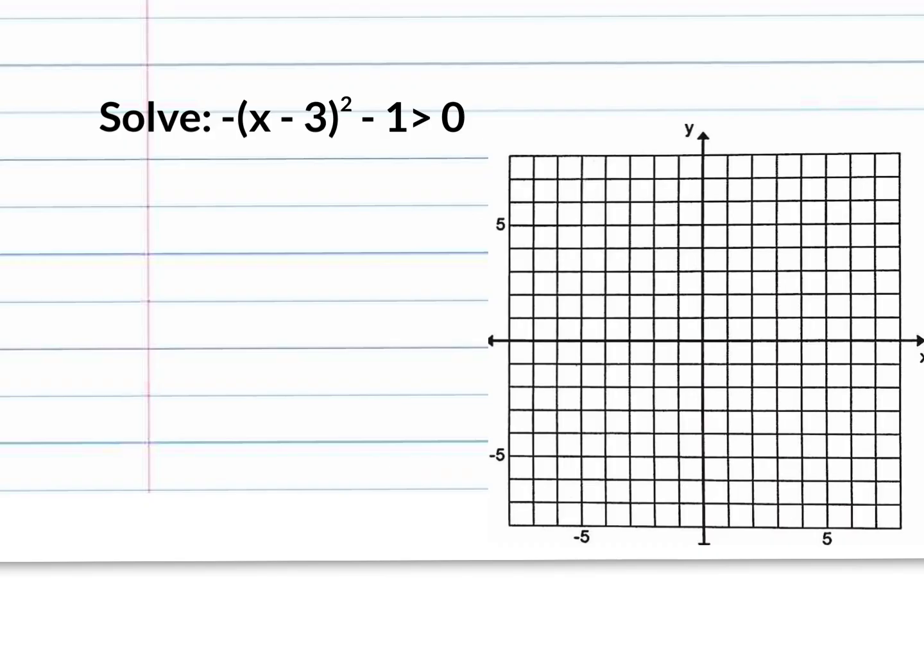If you already ran out of graphs, then just watch me do this. This is technically in vertex form. You could easily see the vertex. The vertex is +3. Think opposite on h. Take k for what it is. +3 comma -1. So if you go 1, 2, 3, -1, there's your vertex.